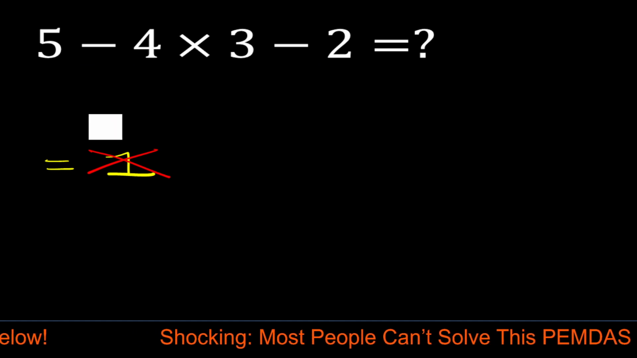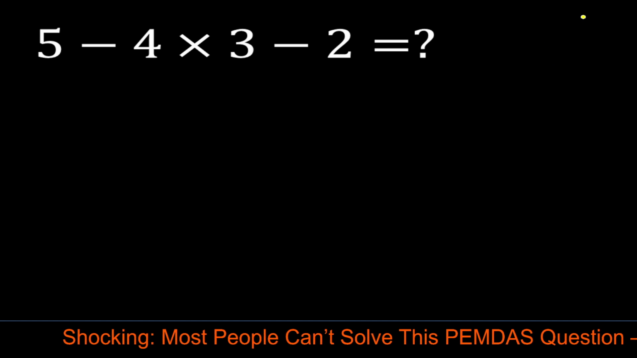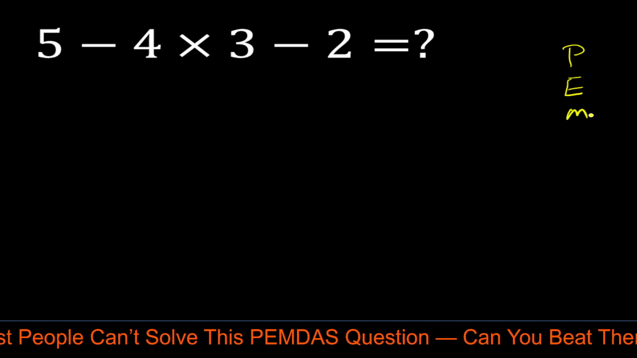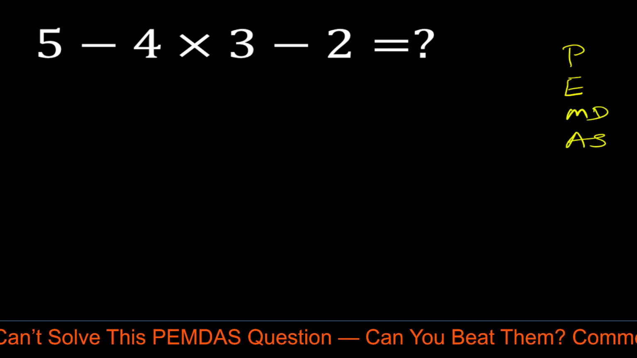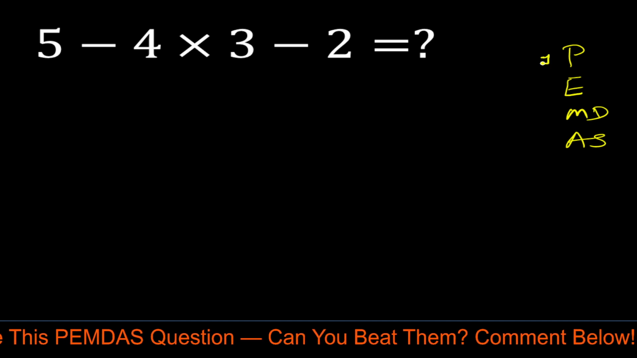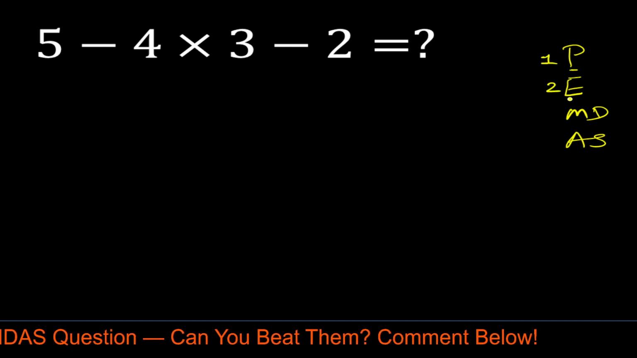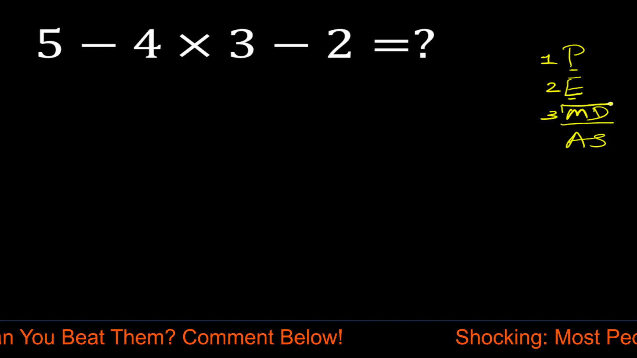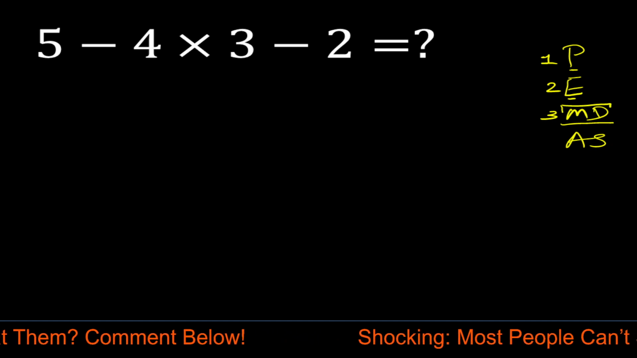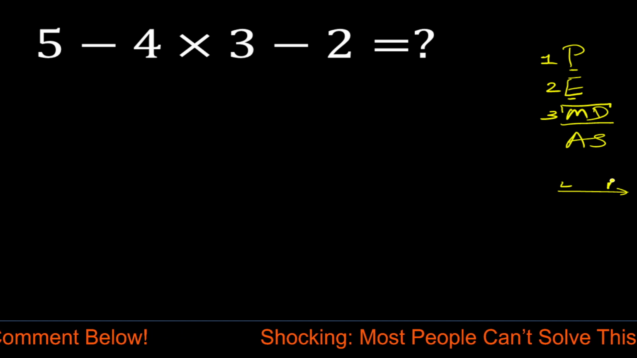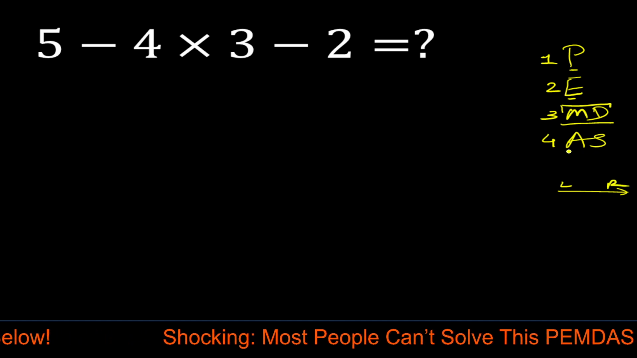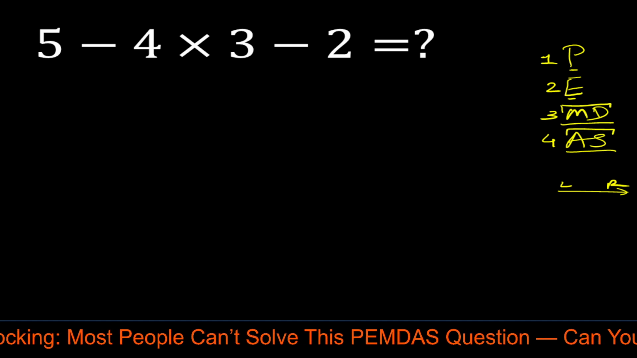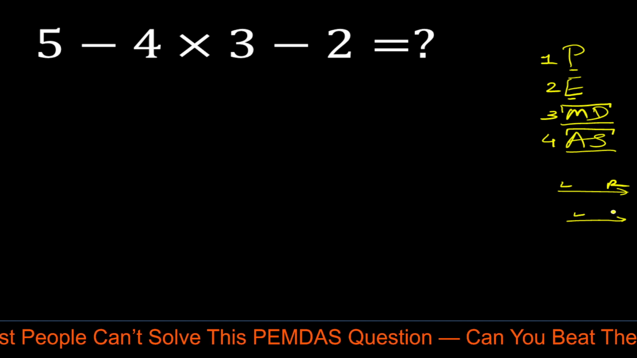So now let's solve this problem correctly by using the PEMDAS rule, right? So PEMDAS, P E M D A S. According to the PEMDAS rule, first priority is parentheses, then second priority is exponents, then third priority is multiplication and division. Here multiplication and division both have equal priority, so we have to solve it from left to right. Then fourth and last priority is addition and subtraction. Also addition and subtraction both have equal priority, so we have to solve it from left to right.